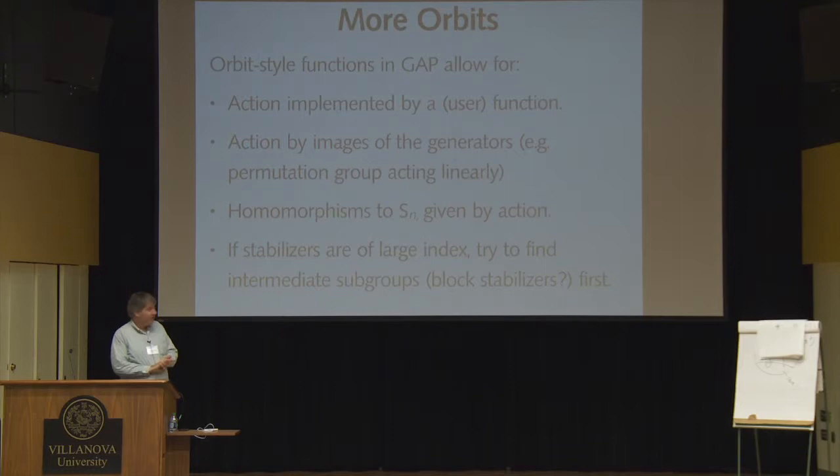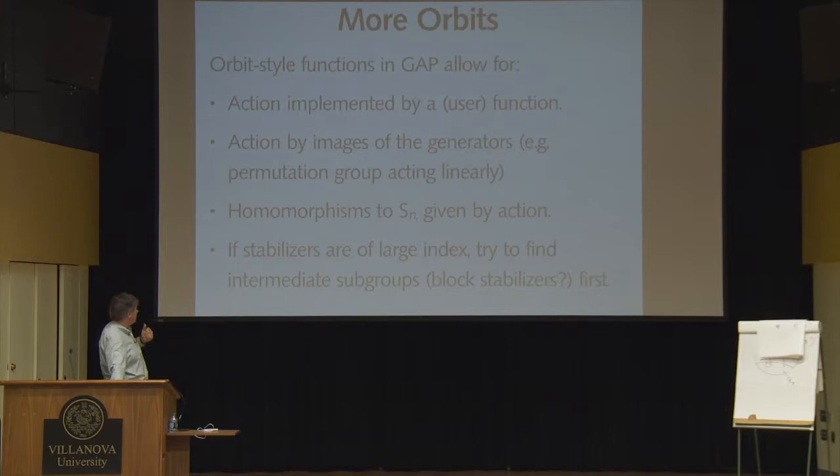Right, there are of course standard orbit functions built in, and if your orbits don't get too large, they perform reasonably well. You can implement the action by a function you write yourself if you want to act on your own objects. You can have the action not by the generators but by homomorphic images of the generators. For example, if your permutation group acts linearly on a vector space, by keeping track of how the generators map images, you automatically get a homomorphism, and you can evaluate this homomorphism.